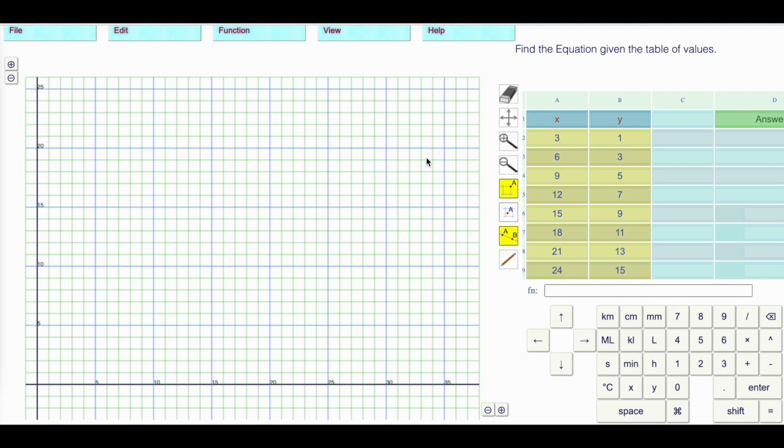Let's quickly plot it to establish that it is a straight line. You don't have to plot on this level, but sometimes it's useful. 3, 1, right there. The last point is 24, 15, which is right there. We do have a straight line. It's not going through the origin.